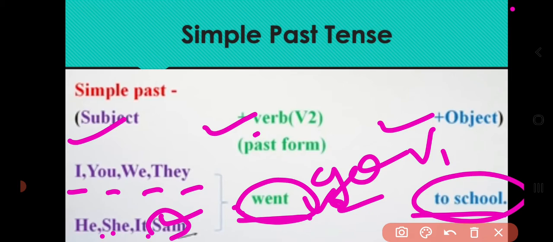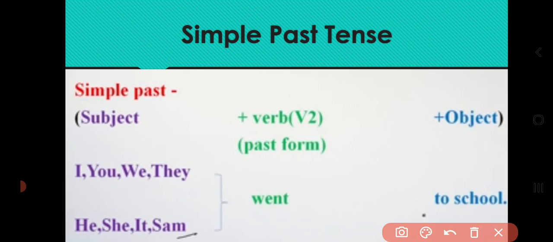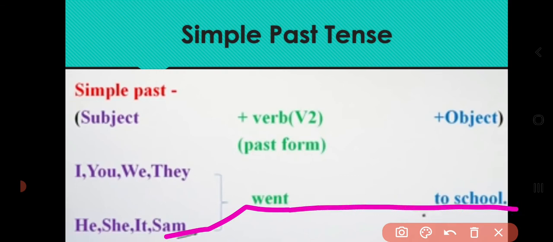Then comes gone. Go, went and gone. This one is known as V3. But we are going to use V2, that's why we will remove the others. Go and gone we will remove, and the remaining parts will be wiped out. So the sentence would be like this: Sam went to school.